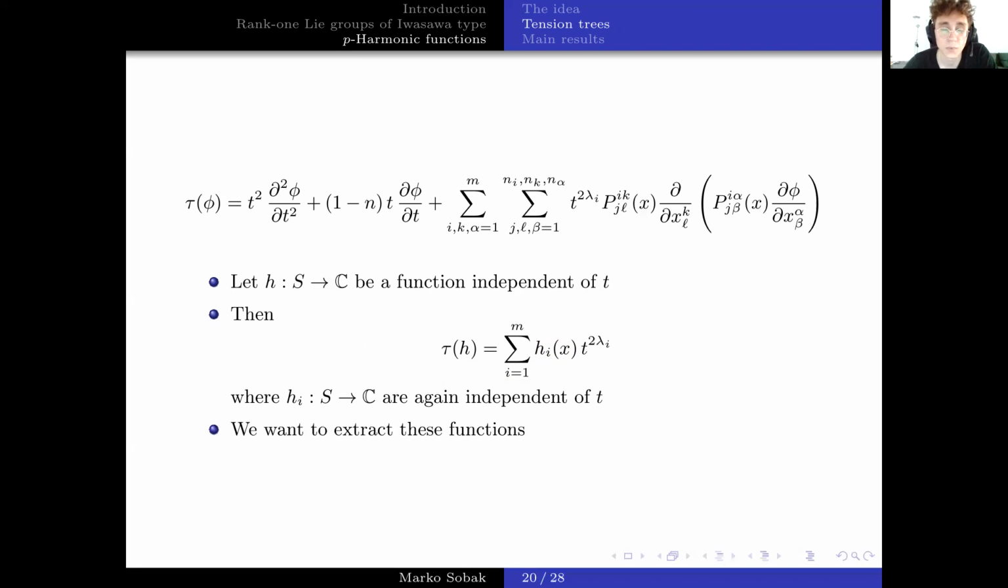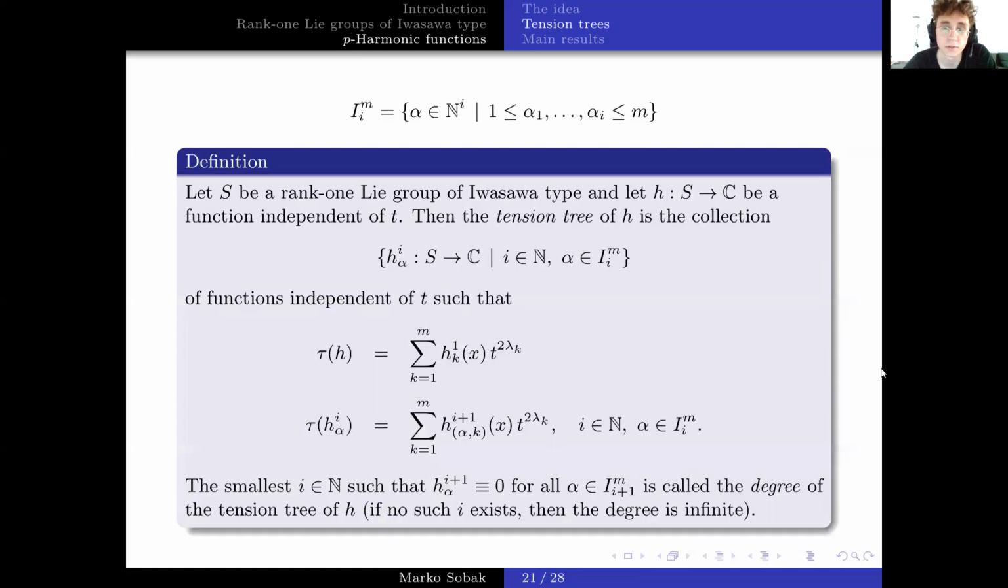And this leads us to a new concept called tangent trees. So if we're on a rank one Lie group of Iwasawa type, and we take a function h which is independent of t, then we define its tangent tree to be the following collection. Let me first explain the indexing here. This I, the upper index, tells you which level of the tree you're on. If I is equal to 0, you are just looking at your original function h. If I is equal to 1, you're looking at the children of h. If I is equal to 2, you're looking at the children of the children, and so forth.